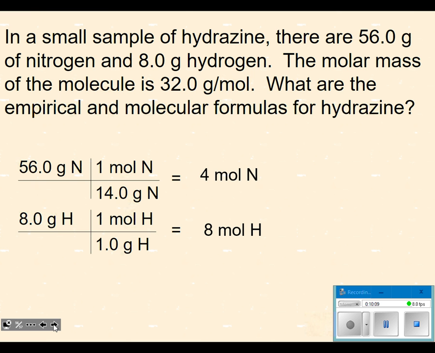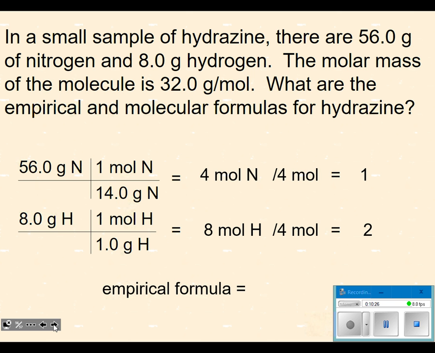Then, since I've changed my mass to mole, now I need to divide by small. The smallest value here of moles is my 4. So I'm going to divide both of these by 4. So that would end up with 1 as my subscript for nitrogen and 2 as my subscript for hydrogen. So I would have an empirical formula of NH2. So that answers my first question of this.